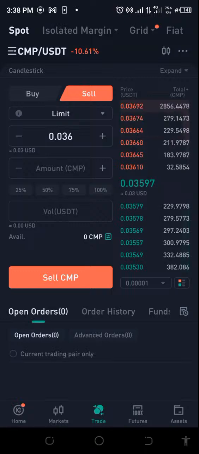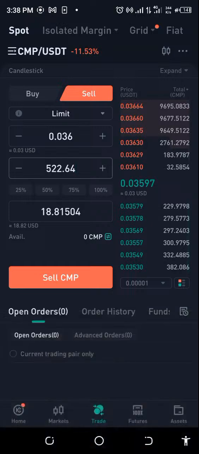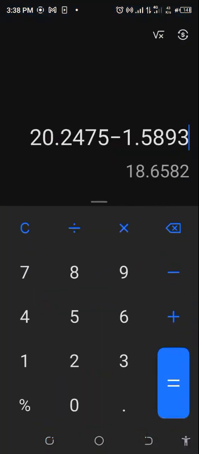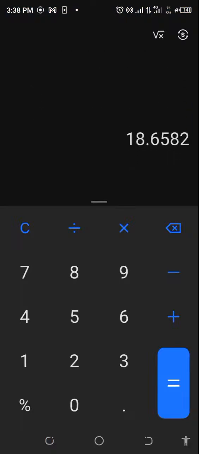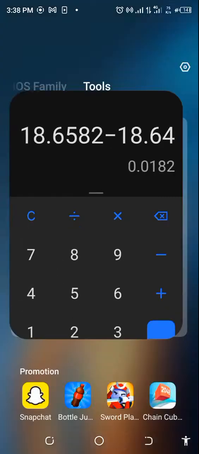522.64, am I right? Well, we should be able to get 18.81. Don't forget that what we're using is, let's be sure, 18.65. There's still supposed to be some profit, right? So if we say that's 18.64, am I right about that?